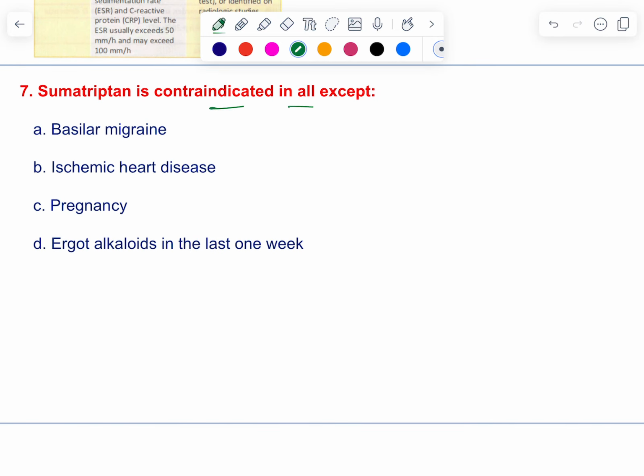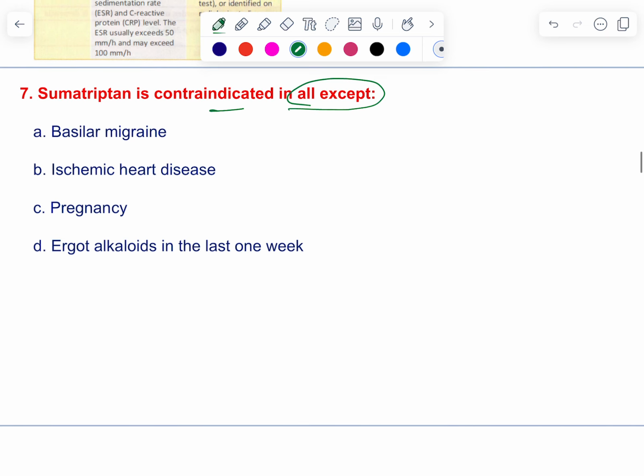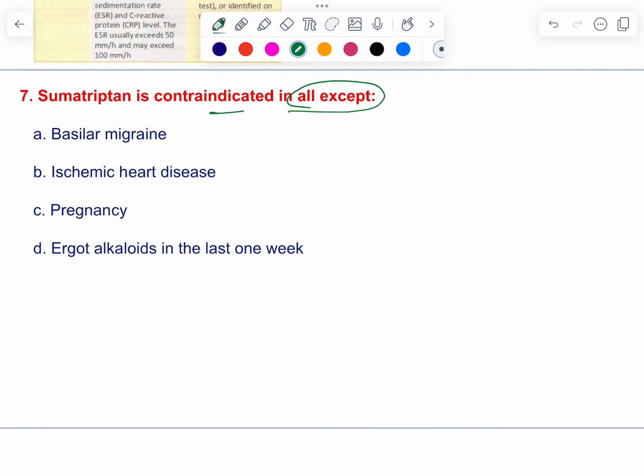Sumatriptan is contraindicated in all except: basilar migraine, ischemic heart disease, pregnancy, ergot alkaloids in the last 1 week. Now, what exactly is sumatriptan? It is a selective 5-HT 1B 1D agonist. So this is your sumatriptan.